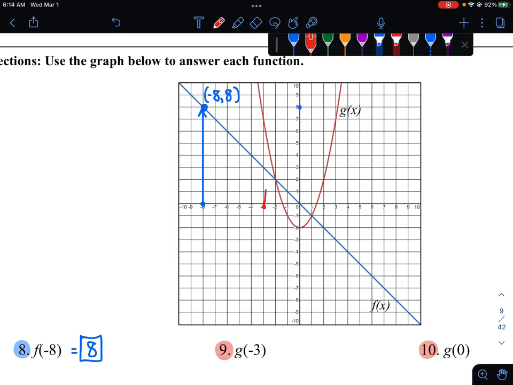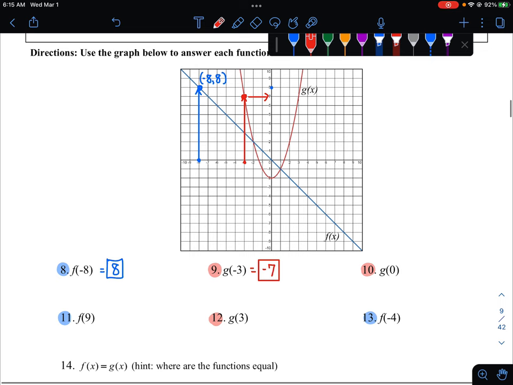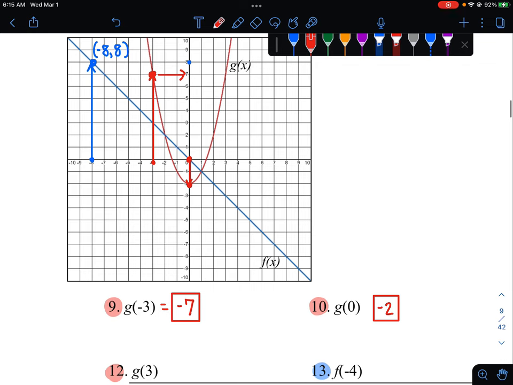If I go g of -3, I go to -3 on the x-axis, and I go directly to where my function is at -3. That would be this point right here. And I follow that over, and it looks like it's at -7. Okay, I'm going to give you these to be nice points. So if you don't see a nice integer point, you might have missed something. Now, 0 can be a little bit tricky because we're talking about 0 on the x-axis, which is right there. So we're going to go directly to our red function g, which is down here at -2. All right, now the point where they are equal, we're going to answer that same question.